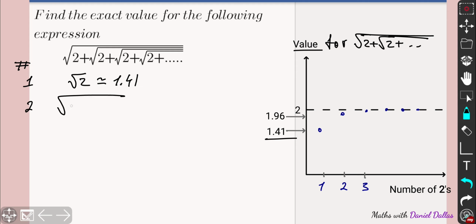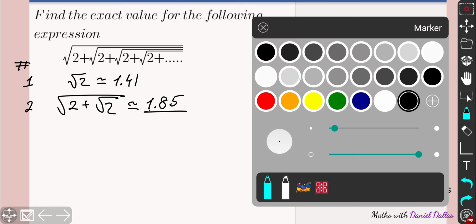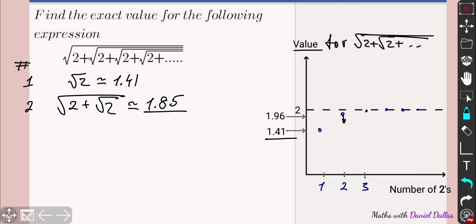Okay, let's take the square root of 2 plus the internal or nested square root of 2. If you use a calculator, you'll get around how many? Approximately, you'll get 1.85 to 2 decimal places. So if we have 2 2's under the square root, we'll get that value. So this point actually needs to be a little bit down, so it's right there. That corresponds to the value 1.85 approximately.